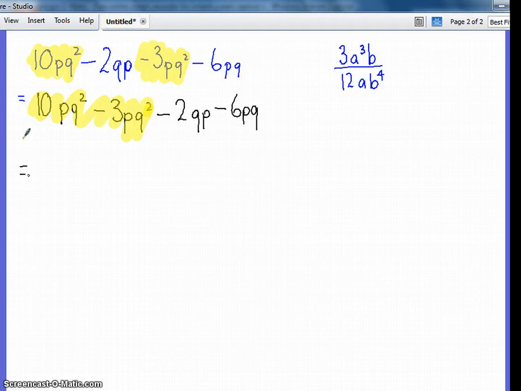So 10 PQ squared takes 3 PQ squared. What does that leave you with? 10 PQ squared take 3 PQ squared. What does that leave you with? 7 PQ squared, good. 7 PQ squared, and because these last two aren't the same, that's as simple as you can get it.